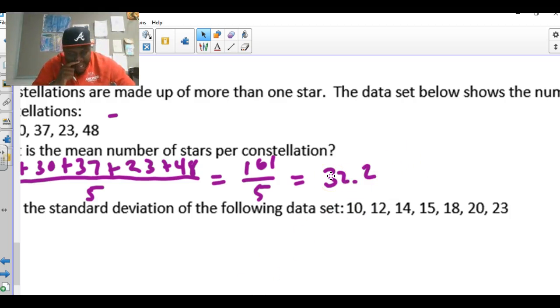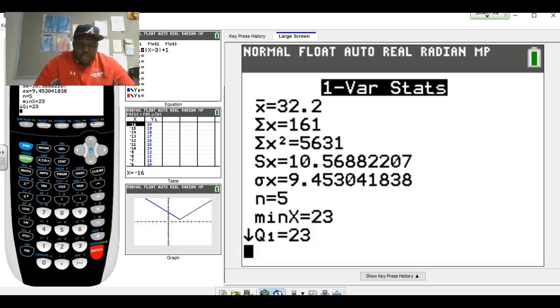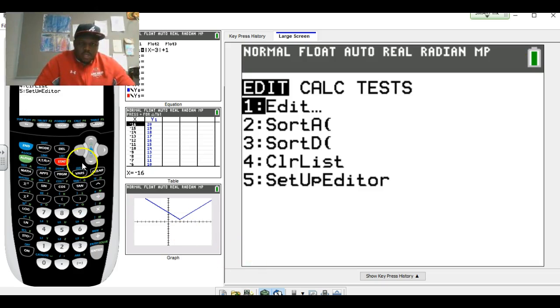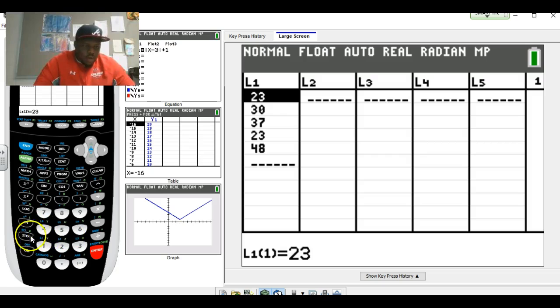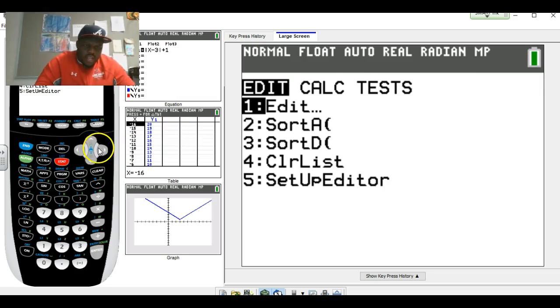Now, for this next data set, guys, it says find the standard deviation of these numbers right here. So again, we're going to use our calculator for that. We're going to enter those values back into our list 1. So stat and edit. And in list 1, we're going to enter our new values, which are 10, 12, 14, 15, 18, 20, and 23. Like that.